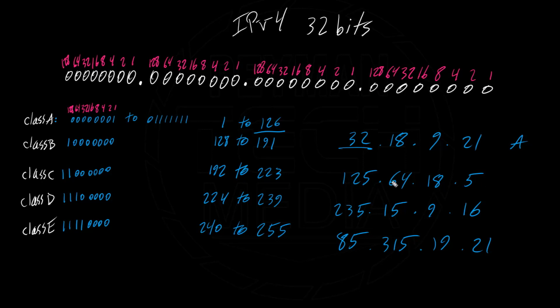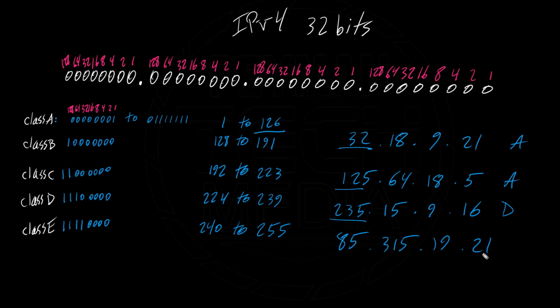Okay, looking at the next IP address, 125. In the first octet, 125 falls into which range? 125 still falls into the first range, between 1 to 126. So that's also a class A IP address. Now let's go to the next IP address. The first octet, 235. So 235 falls into the class D range, because the class D range goes from 224 to 239. Therefore, this IP address falls into class D.